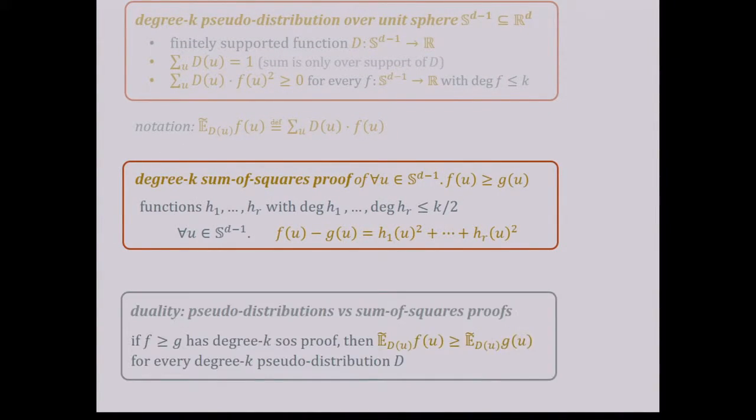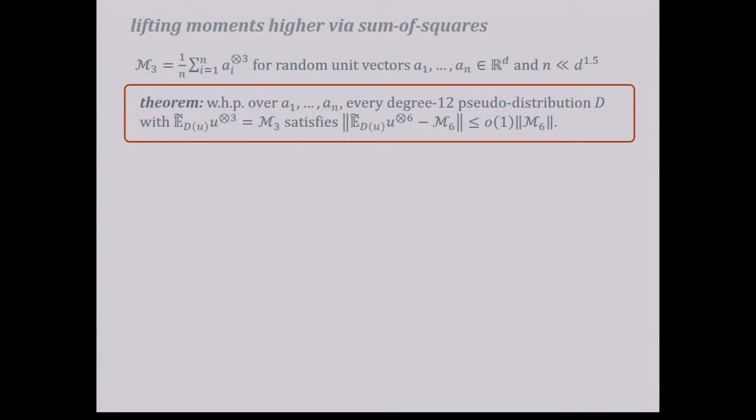Okay, so maybe let me skip this. So there's a notion of sum of squares proofs, which is an abstraction of the kind of properties that are true in the real world and also hold for pseudo distributions. Let's not go into that.